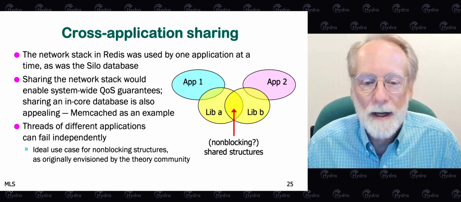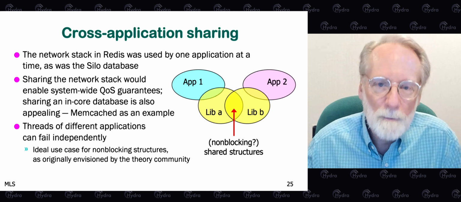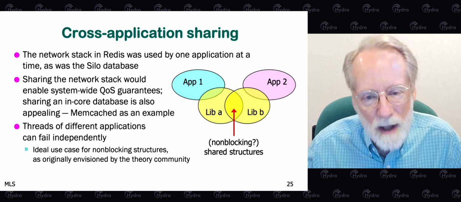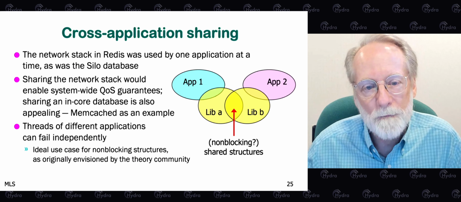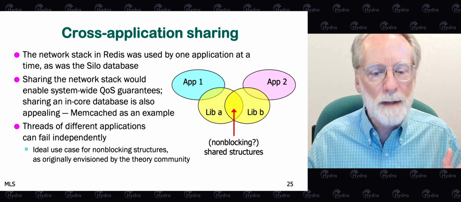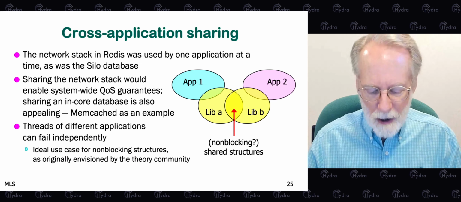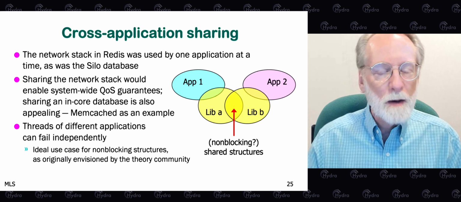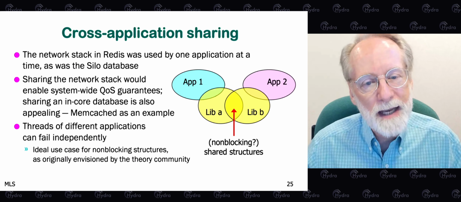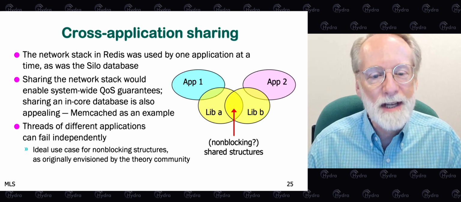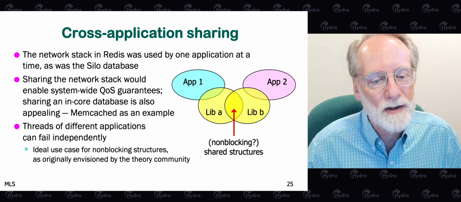The theory community, which was responsible for developing these structures back in the 1990s, was largely motivated by fault-tolerant goals. The idea being, I want a data structure to be shared by multiple threads, and if one thread dies, it will not prevent the other threads from continuing to use the data structure. And this was how theoreticians thought about non-blocking data structures for years.